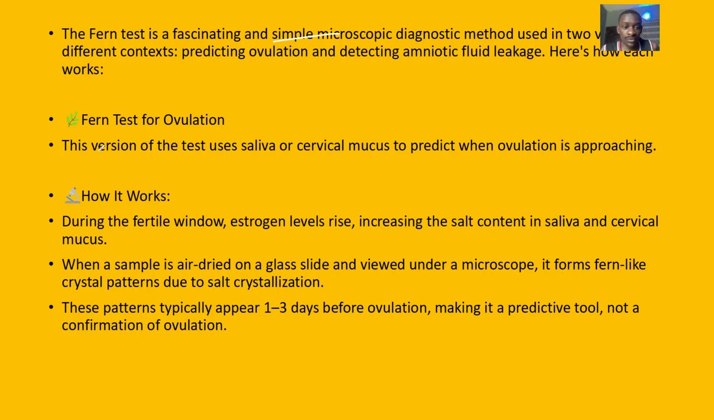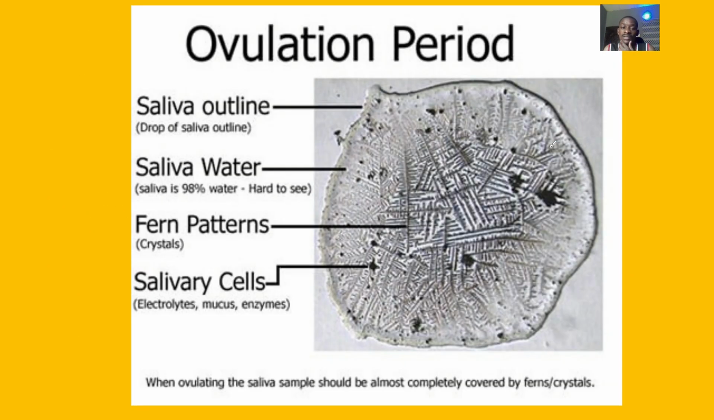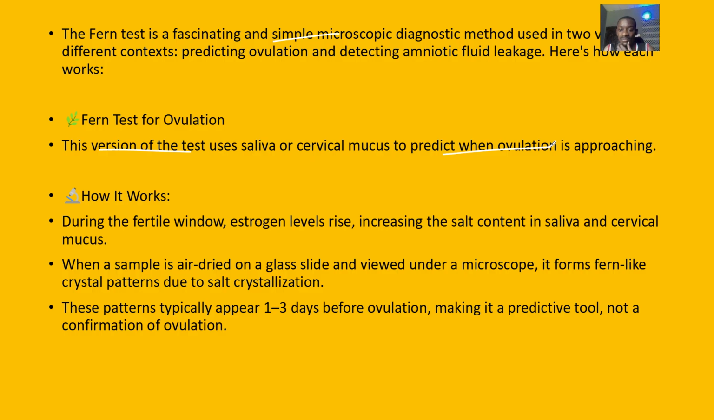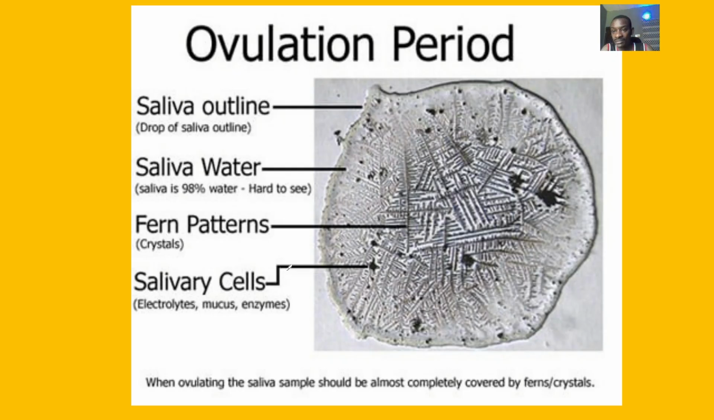All right. So this version of the test, the one for ovulation, uses saliva or cervical mucus when ovulation is approaching. You get? During the fertile window, estrogen levels rise, increasing the salt content in saliva and cervical mucus. So either one of them you can use. You're just trying to detect the salt content. When a sample is air dried on a glass slide and viewed under the microscope, it forms fern-like crystals. Fern looks like the branches of a tree.